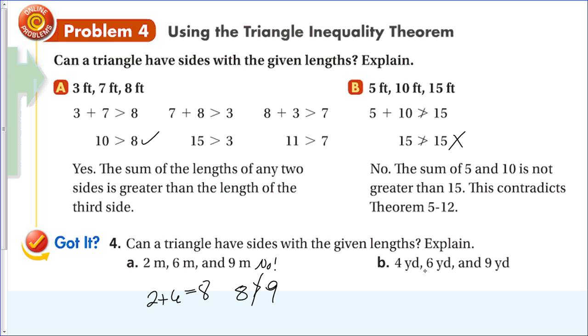All right, find the 2 smallest, 4, 6, and 9. 4 plus 6 equals 10. Is 10 greater than 9? Yes, so this one will make a triangle. Smiley face. Okay, this one will make a triangle.